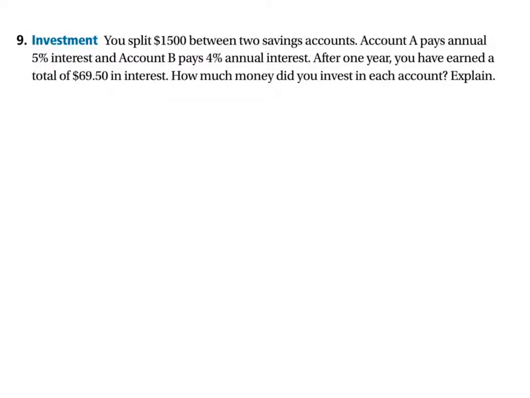All right, so you split $1,500 between two savings accounts, and we're going to have to figure out how much money goes in each. Account A pays an annual interest of 5%. We're going to want to put that in decimal form. And account B pays 4% annual interest. After 1 year, you've earned a total of $69.50 in interest. How much money did you invest in each account?